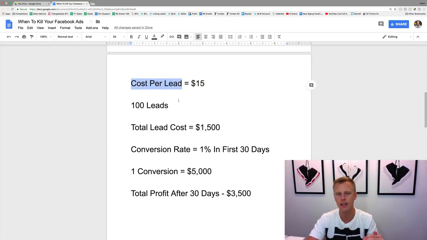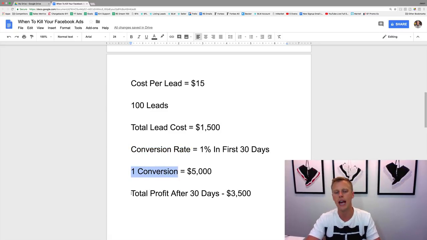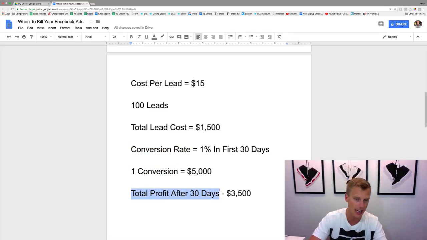Look at your cost per lead. How much will it cost you to generate 100 leads? What's your conversion rate in the first 30 days? What's your conversion rate in the first 90 days? How much do you make per conversion? And what's your total profit after the first 30 days, knowing these numbers, and after the first 90 days?